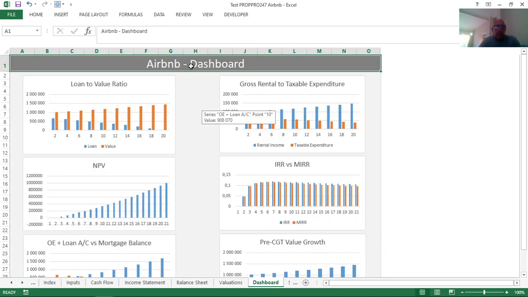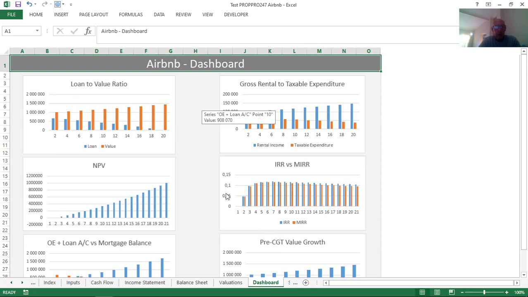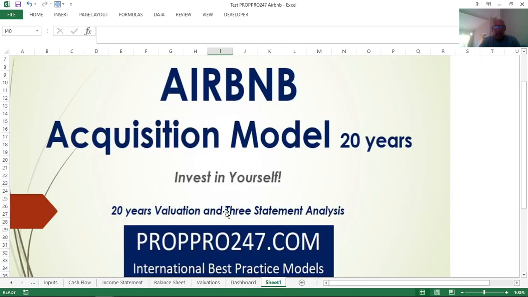You've got a basic dashboard here which will clearly display your loan to value ratios, gross rental, taxable expenditure, net present values, internal rate of return compared with one another, owner's equity and loan account versus mortgage balance, and your pre-capital gains tax value and growth. So we believe it's an excellent model. It's coherent. It's easy to use. There cannot be a more simple Airbnb acquisition model on the market today.